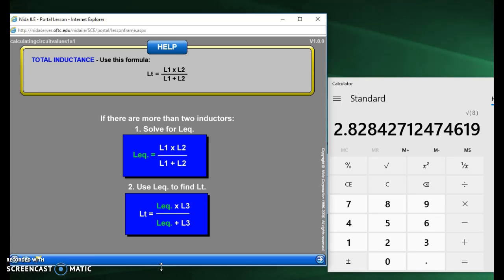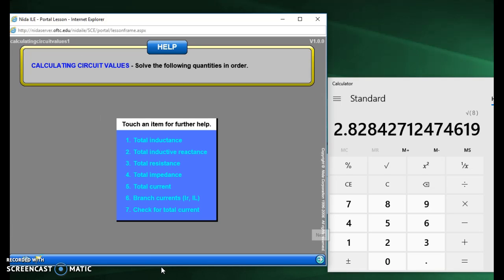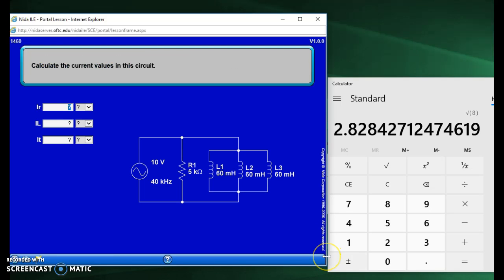It tells us that we can take product over sum. We're going to have to do it twice because there's three. L1 times L2 over L1 plus L2. Get that equivalent. Do that with L3. Or, as I've told you, there's another way, and that is to do the reciprocal.